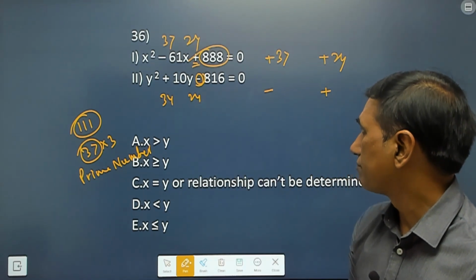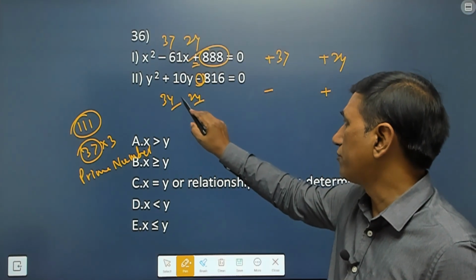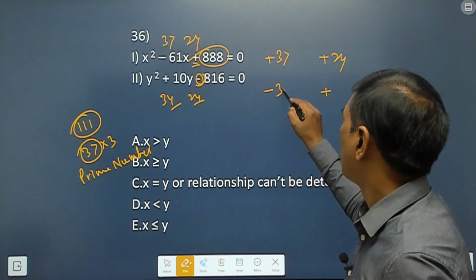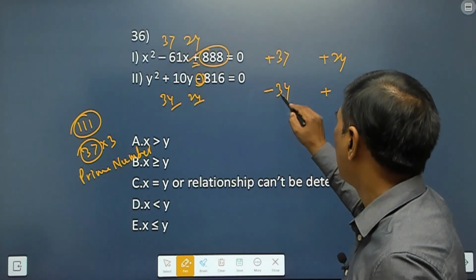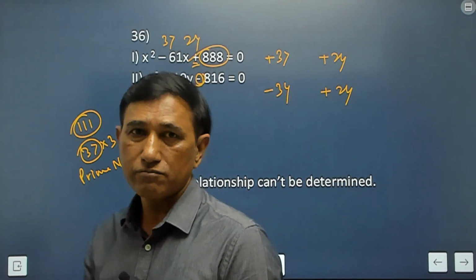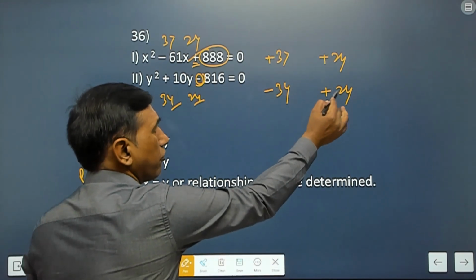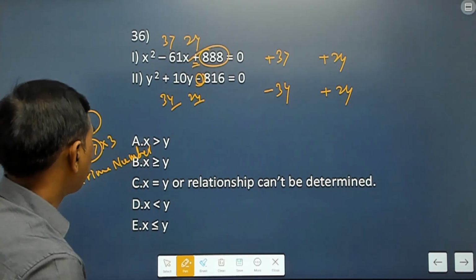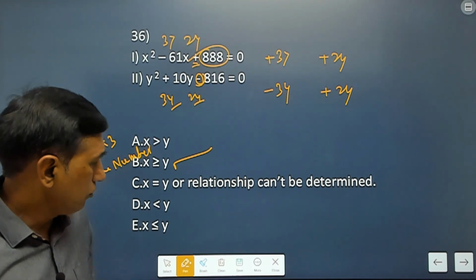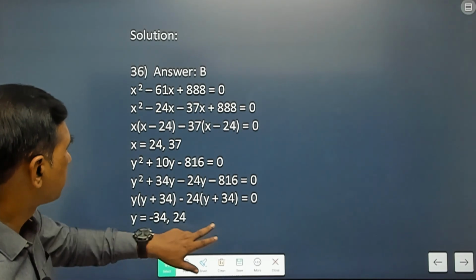Just check. Maybe 24 × 4 is 96, 24 × 3 is 72, plus 9 is 80. So you have minus 34 plus 24. So when it is plus 37, it is greater than, or when it is plus 24, it is greater than minus 34 and equal to 24. So my answer is going to be x is greater than or equal to y. X is greater than or equal to y.